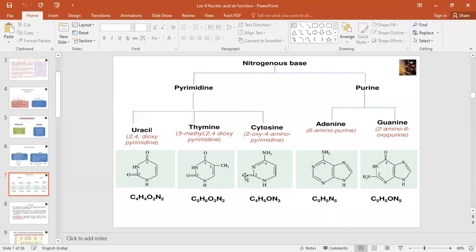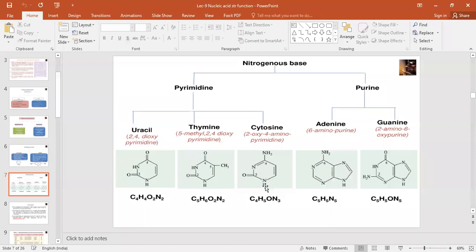So what is the second group? Here is the second group. 2-oxy means double bond O, and 4-amino. At the fourth position, attach the amino group. Okay, here is a double bond, so this double bond we cannot put, because the valency of nitrogen will be completed. So to complete the valency of nitrogen, you have to add the hydrogen here.